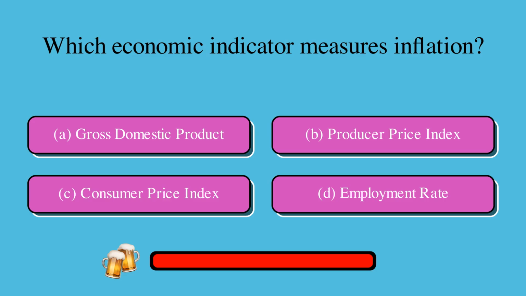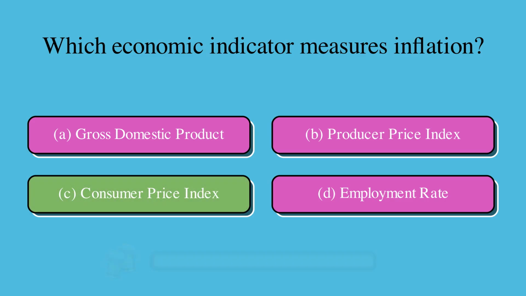Which economic indicator measures inflation? Is it A, gross domestic product, B, producer price index, C, consumer price index, or D, employment rate? The correct answer is C, consumer price index.